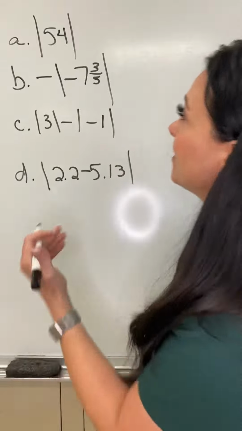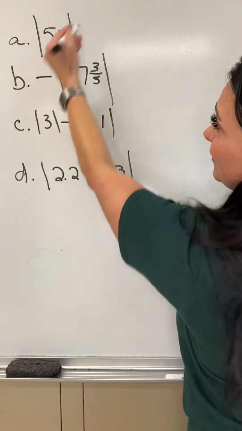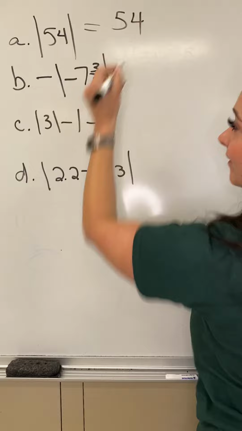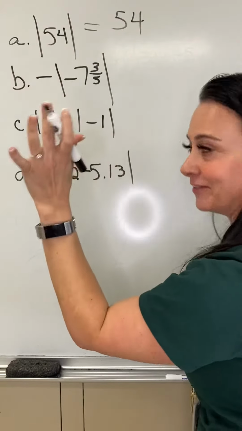So the first one, absolute value of 54 is just 54. No math involved really, it's just 54.